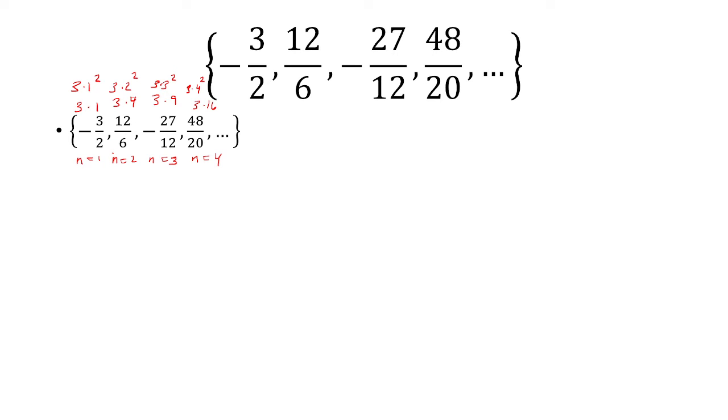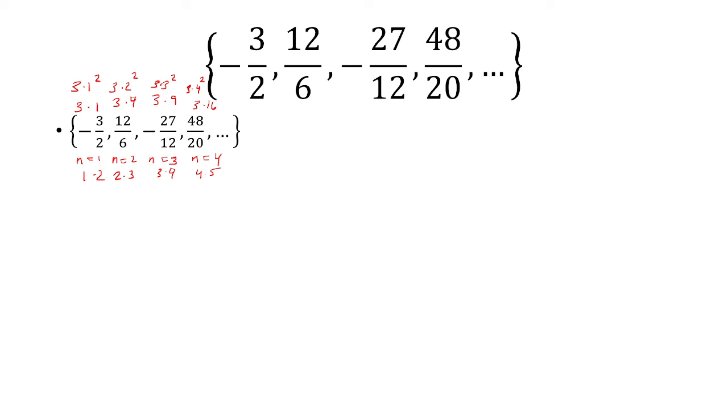In the denominator, we look at 2 and 6. How do you go from 2 to 6? You multiply by 3. So 6 could be rewritten as 2 times 3. 12 is just 3 times 4. And then 20 is 4 times 5. And then 2 is just 1 times 2. So now we have all the pieces to write this as a formula.